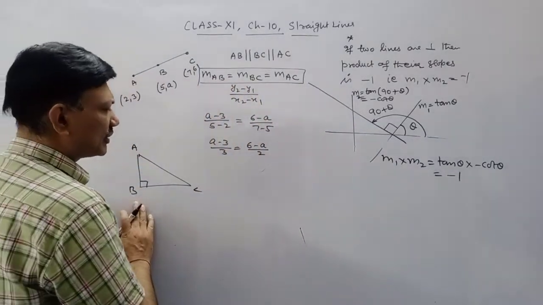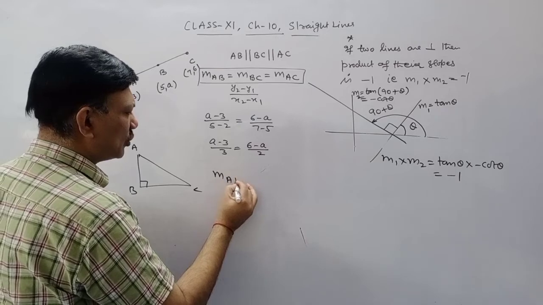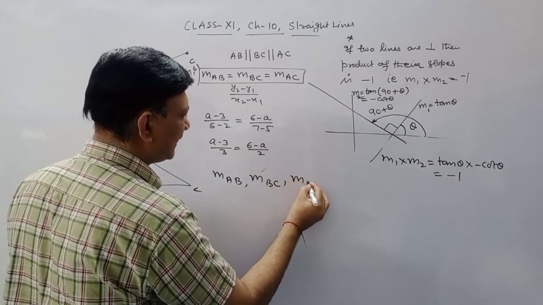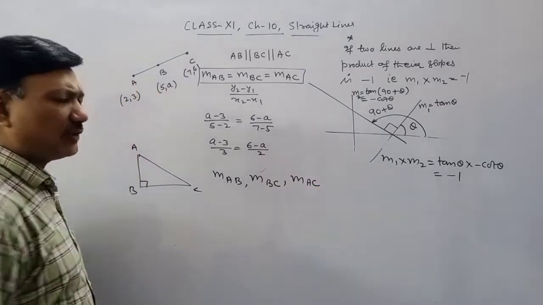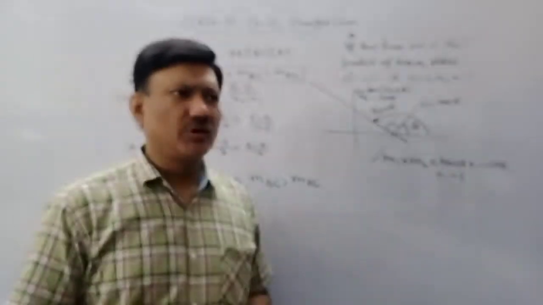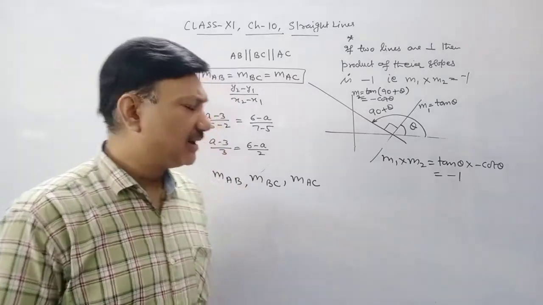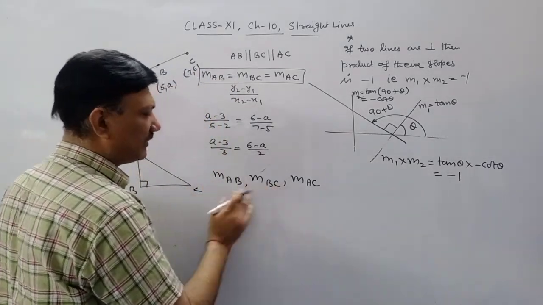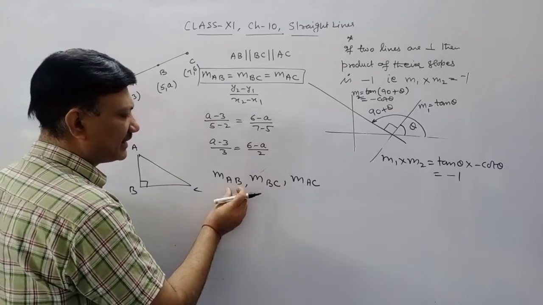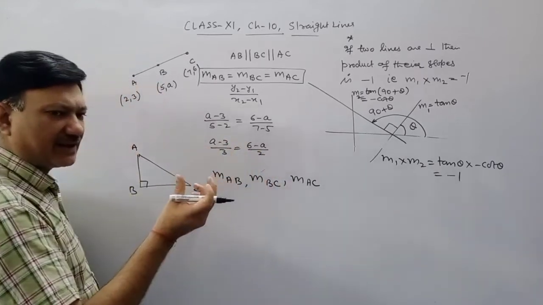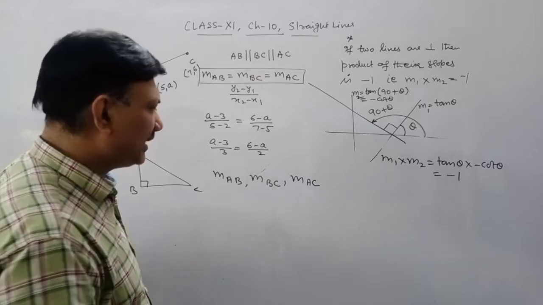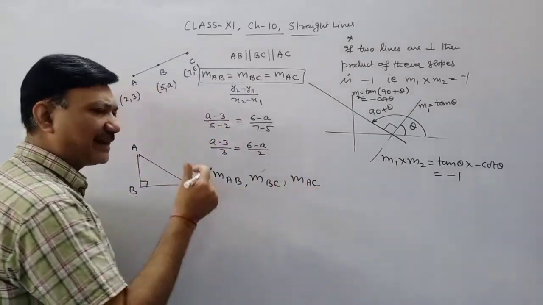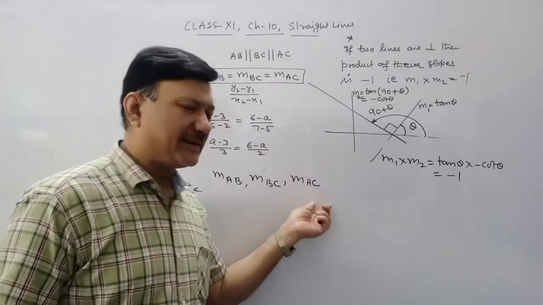So in this question, first of all find the slope of AB, then find the slope of BC, then find the slope of AC. First of all find the slopes of all the three lines. After that multiply this by this. If you will get -1, it means this line is perpendicular to this line. If you will not get -1, then multiply this with this. If you will get -1, it means AB is perpendicular to AC.